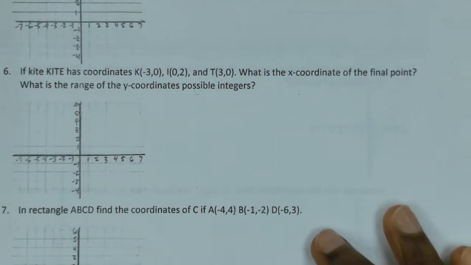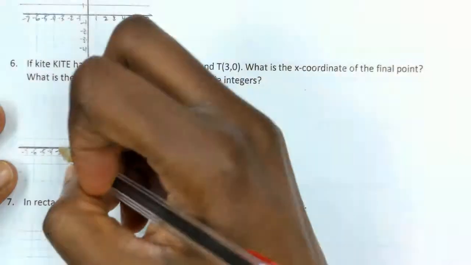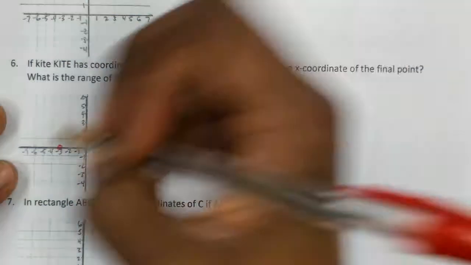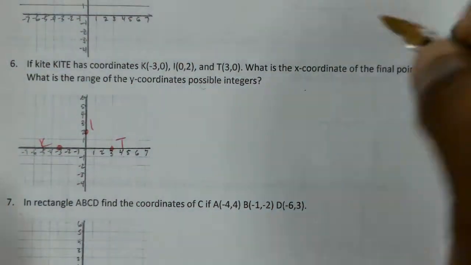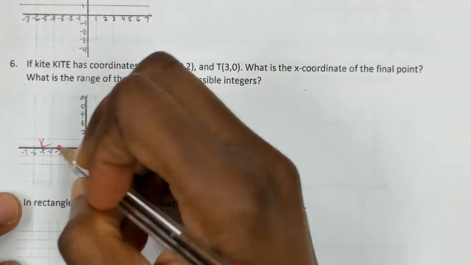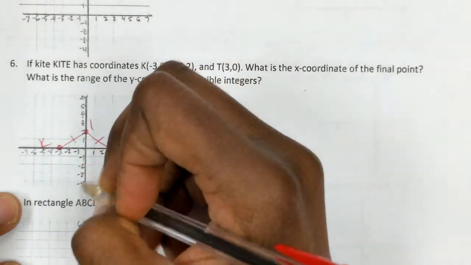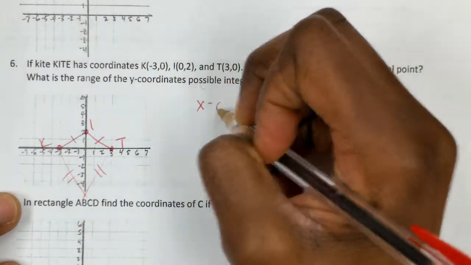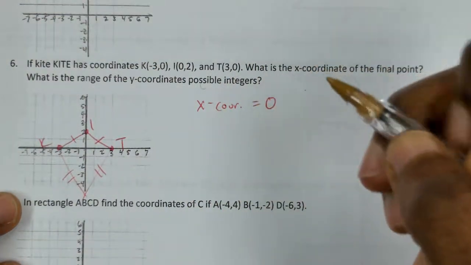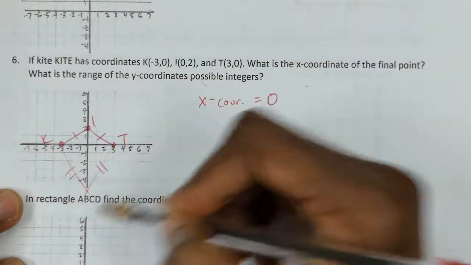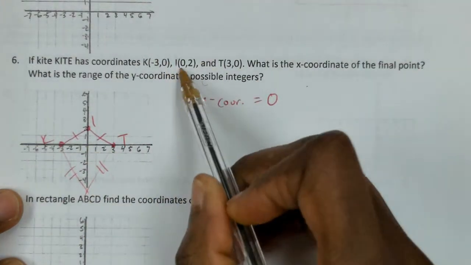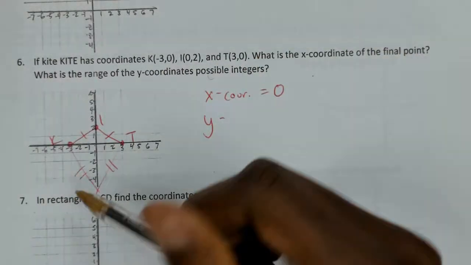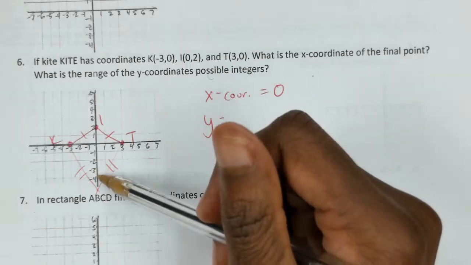Okay, number 6. So you got your coordinates of a kite, -3, 0, 0, 2, 3, 0. K-I-T. What is the x-coordinate of the final point? So we know, since these two sides are already the same, these two sides are going to need to be the same. So we know the x-coordinate is 0, because it's got to follow on this line, which the y-axis x-coordinates are all 0. So looking at I, for instance, that's on the y-axis, it's got an x-coordinate of 0. The y-coordinate could be anything less than or down from -3.